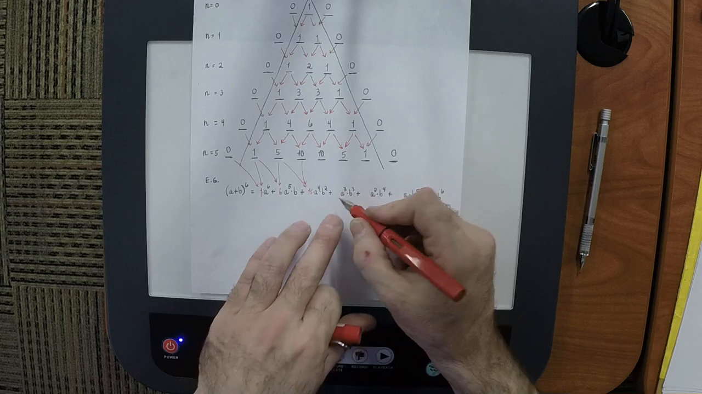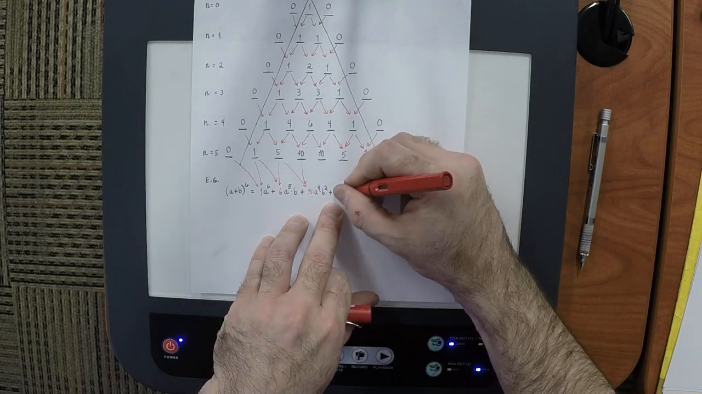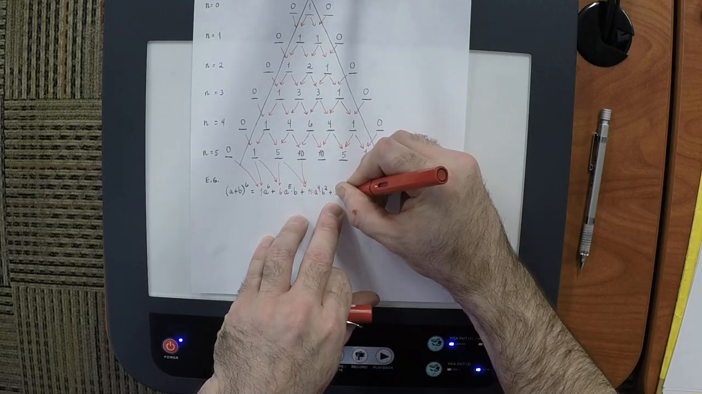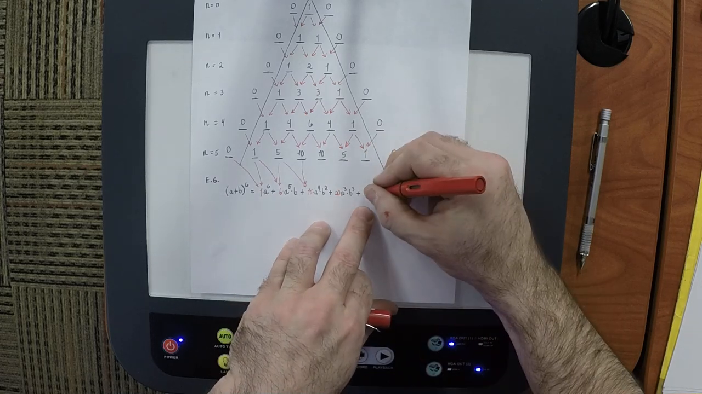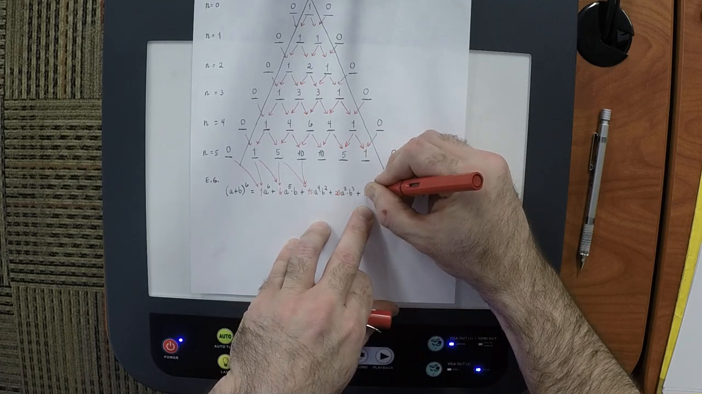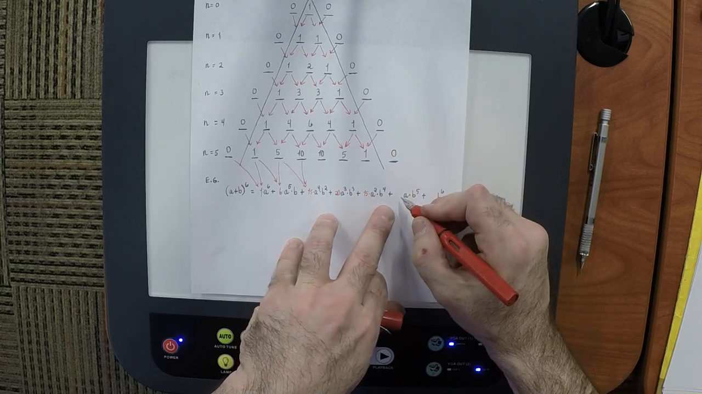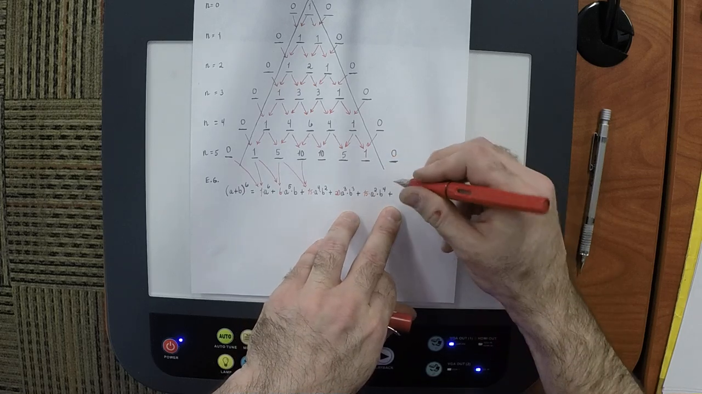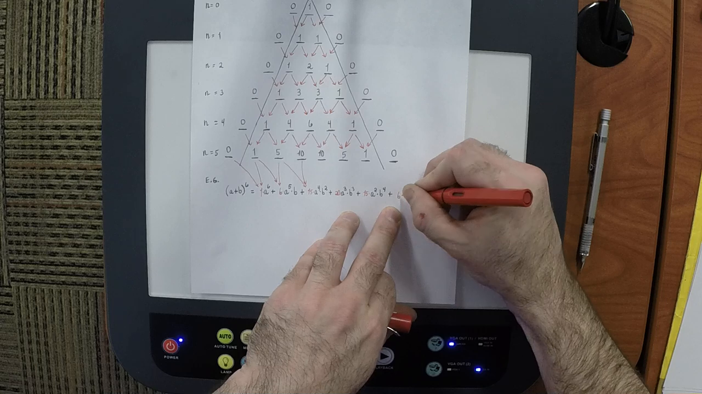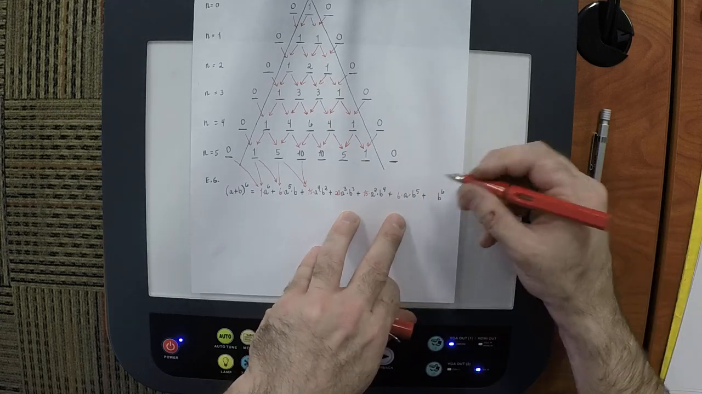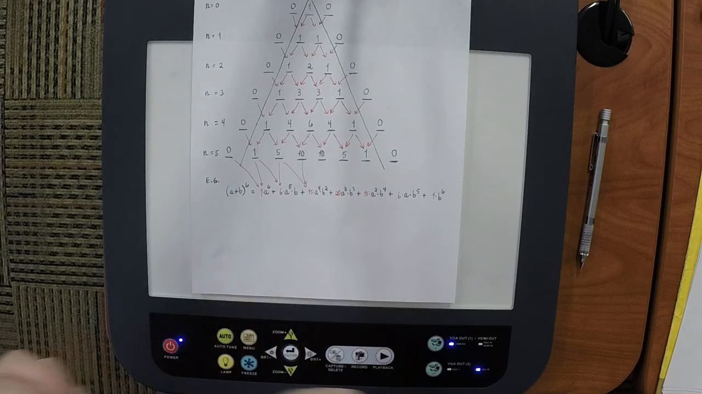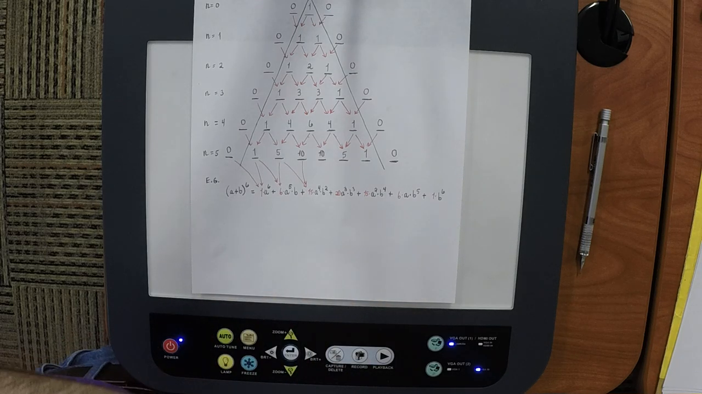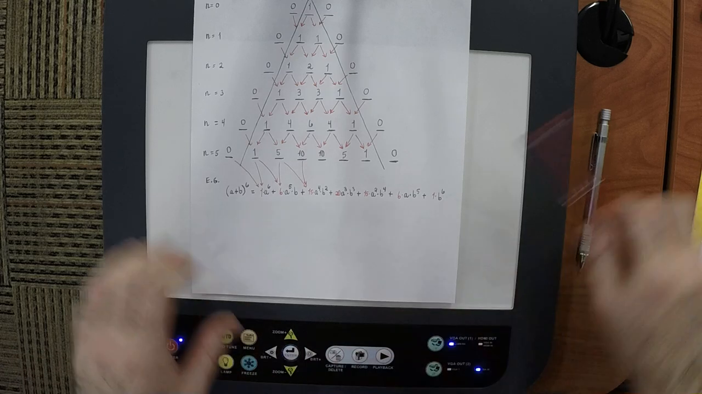Okay, so the one next to that, 20. The one next to it, 15. And then 6. And then 1. Do you observe that the coefficients are a palindrome? Read the same forwards and backwards.